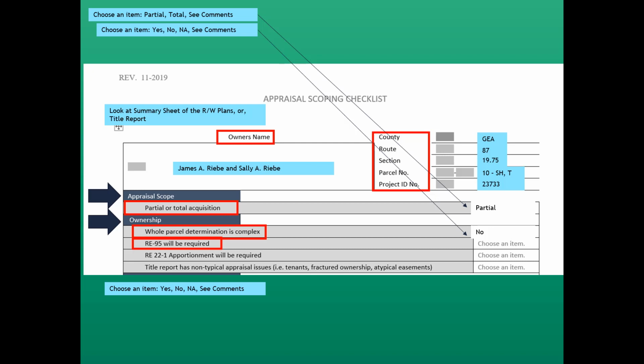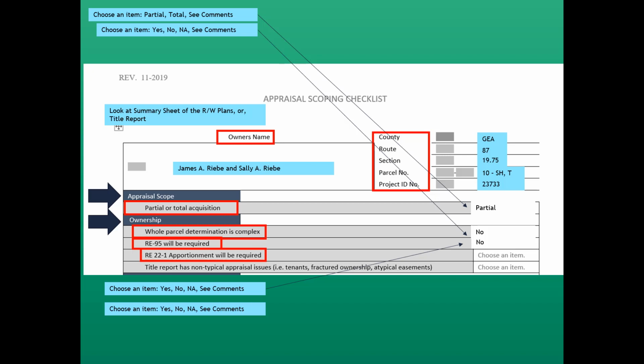And again, when we estimate compensation and the reviewer fills out the RE22, which allocates FMVE between damages and the part taken, sometimes there are third-party ownerships where different parties will own improvements considered to be real property, and that is the purpose for the RE22-1, is to itemize those out between the various ownerships. So again, with the RE22-1, they're asking us to choose an item: yes, no, not applicable, see comments. There weren't any issues there, so we filled in no for the RE22-1.